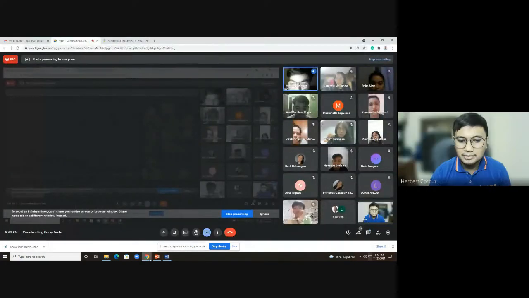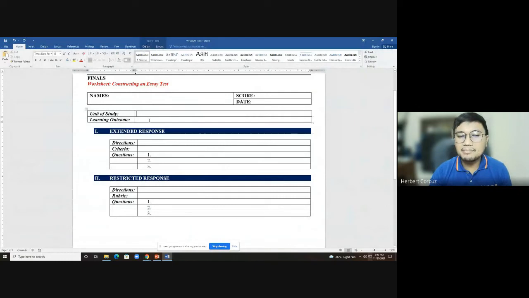Sa mga PE majors, ang piliin ninyo yung mga highly conceptual content ng inyong lesson. Okay? Huwag yung mga highly performance-based. Yung mga hindi kailangan ng demonstration. Select a unit of study, then you devise a learning outcome for that unit of study. Make sure that your learning outcome has to be complex. Okay? Clear? Yes, sir.